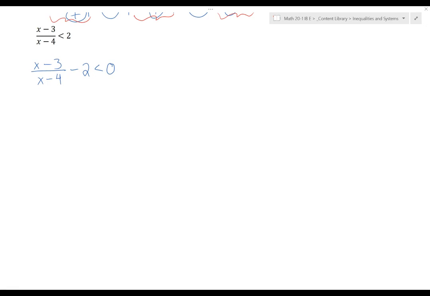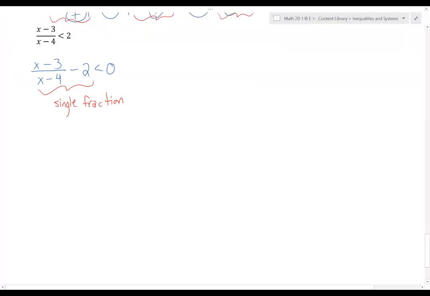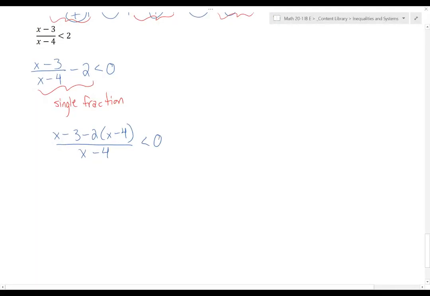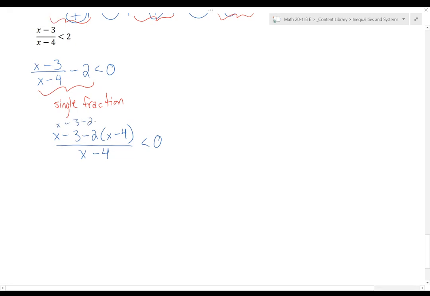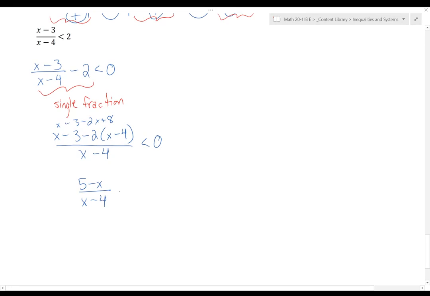So I actually need to simplify this fraction first. So I need to get that to a single fraction. So that's what I need to be looking at, is a single fraction being compared to 0. So in order to do that, I need a common denominator, which in this case is just x minus 4. So I've got x minus 3 minus 2 times x minus 4 over x minus 4 is less than 0. When I simplify that, I get x minus 3 minus 2x plus 8. So we have 5 minus x over x minus 4 is less than 0.